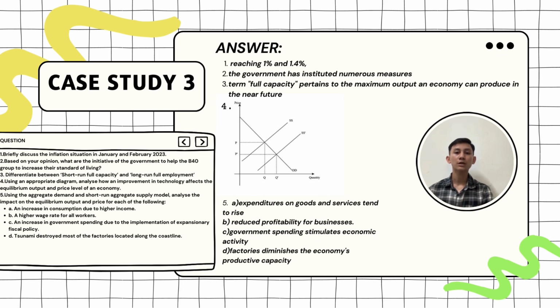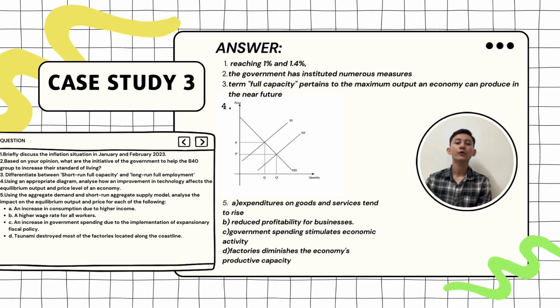Answer for question 3. In the short run, full capacity pertains to the maximum output an economy can produce in the near future, considering its existing resources and technology. In contrast, long run full employment represents the highest sustainable level of employment and output an economy can achieve over an extended period, accounting for adjustment in all factors of production.